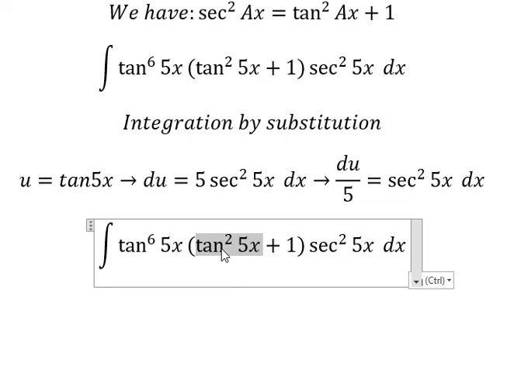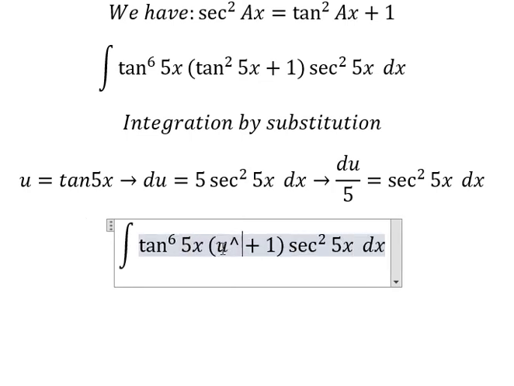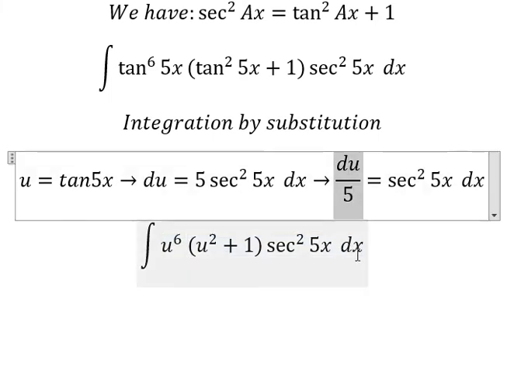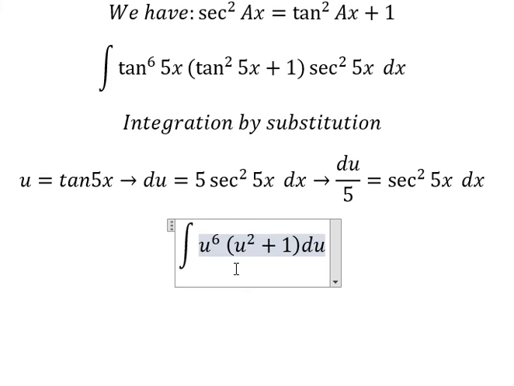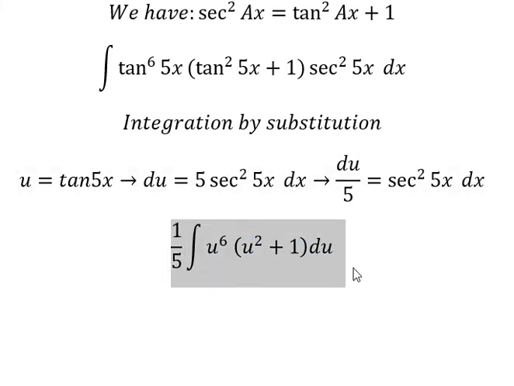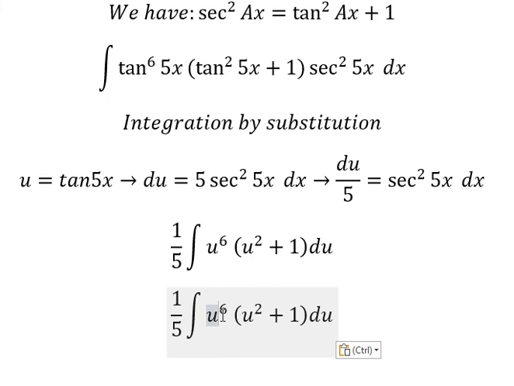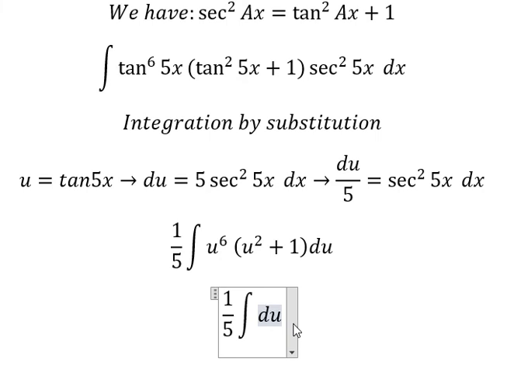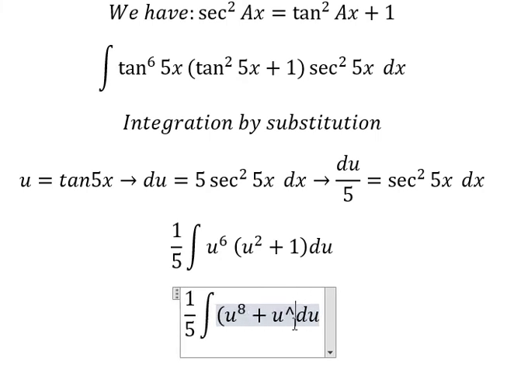So this one we change to u and we have u squared. This one we change to u to the power of 6. This one we change to du over 5. So this one is multiplied by this one and this one, so that should be u to the power of 8 plus u to the power of 6.